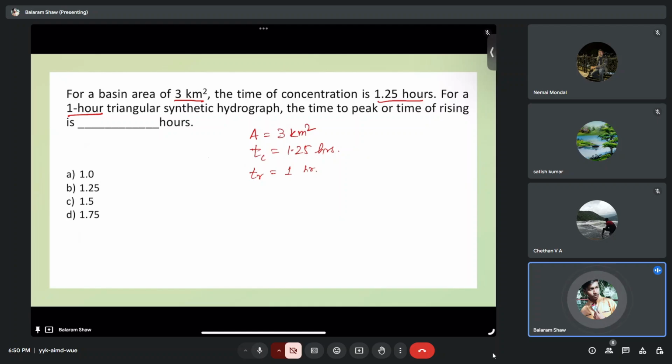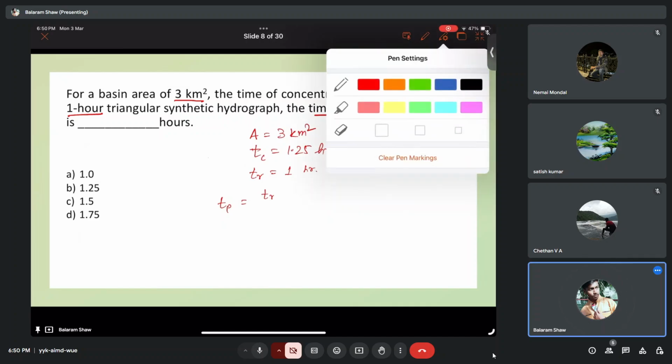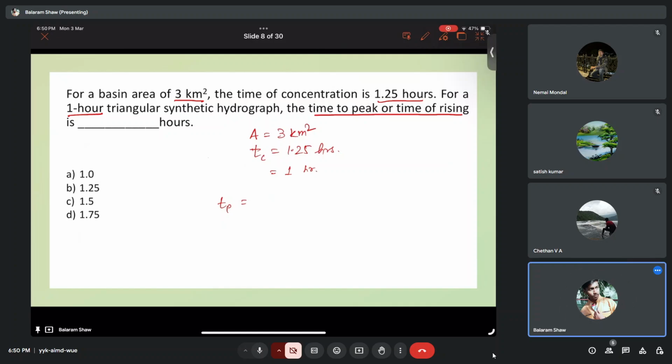Now what do we have to find? We have to find the time to peak, or the time of rising. We just saw that time to peak equals duration by 2. We have written duration as D in our figure, so I will write it as D only. So D by 2 plus 0.6 into TC, correct? D is 1, so 1 by 2 plus 0.6 into 1.25. Just calculate this. 0.6 into 1.25 plus 0.5, I'm getting 1.25 hours. So the correct answer will be B, that is 1.25 hours. Any questions on this?